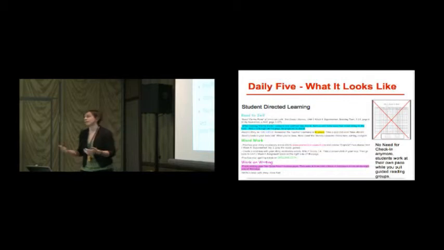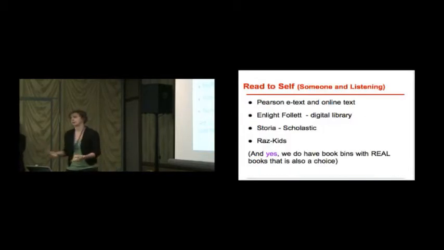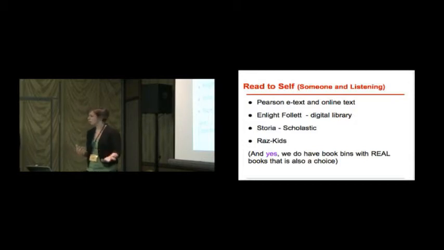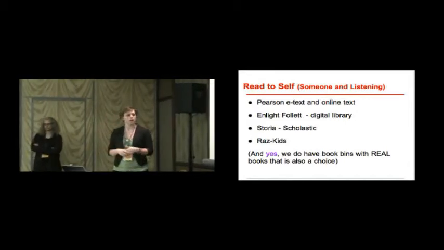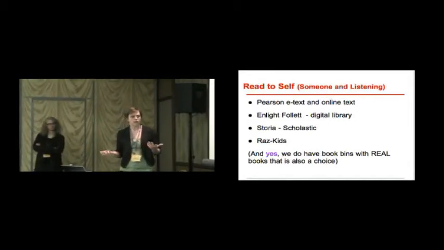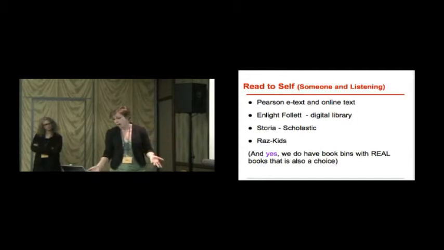So read to self doesn't look that different because it's reading to self. There's a couple of extra tools that we use. Obviously, we have e-text readers. We have a digital ebook collection through Follett. We use things like Storia and RazKids. Those are nothing new or different, but we do also use real books. People think that when you get tablets, you don't have books anymore, and that is obviously not true. So this gives kids more options for things to read to self, but the process is really not that different.